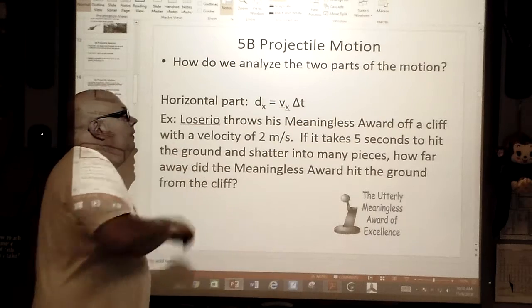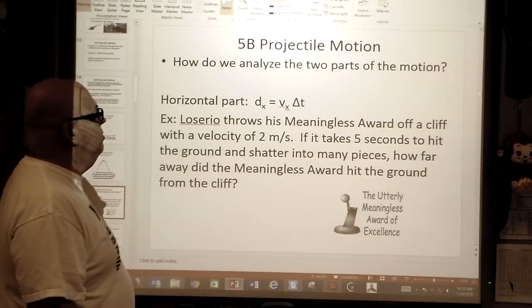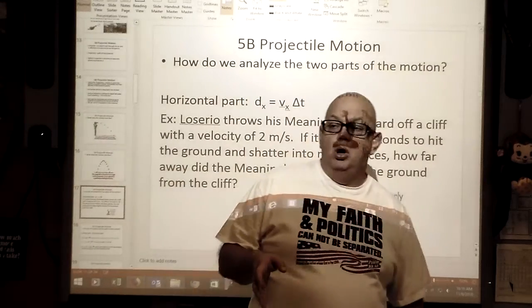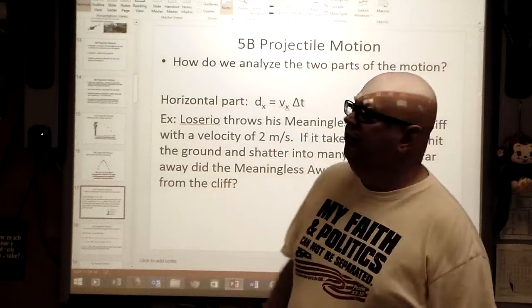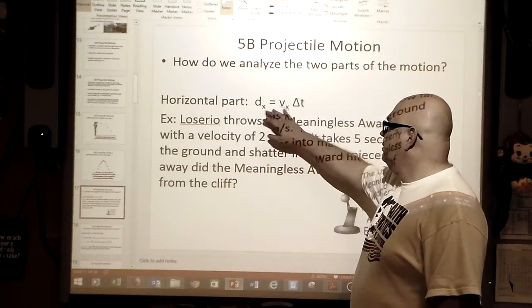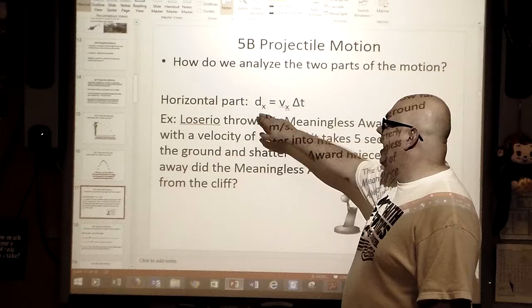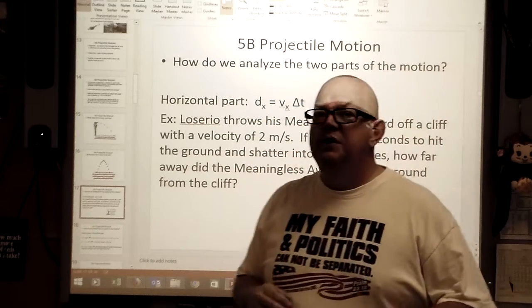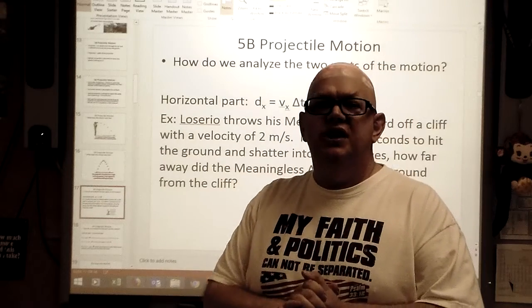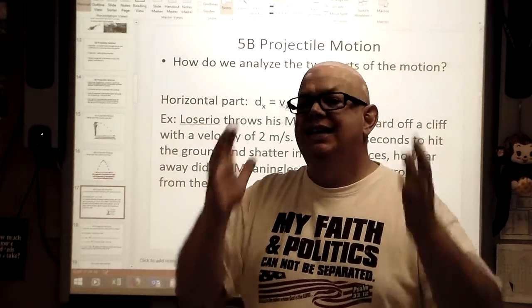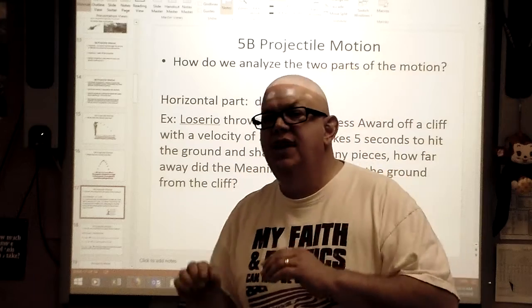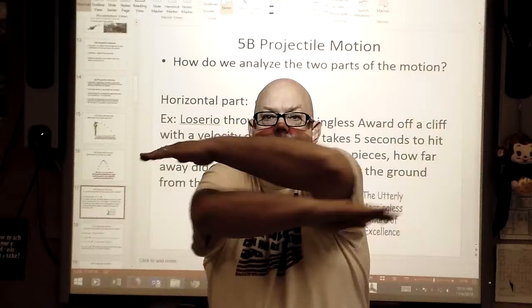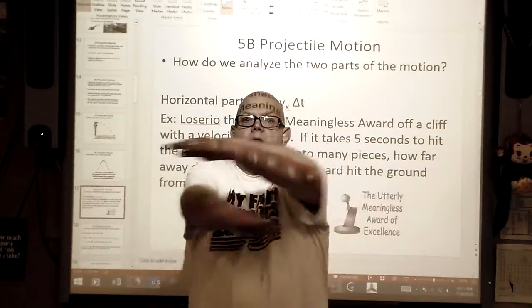So how can we analyze the two parts of the motion? Well, there are formulas that are useful for the vertical part, and there's a formula that's useful for the horizontal. The horizontal part right here: d_x is equal to v_x times delta t. Now you'd say, but wait, isn't it just simply distance equals velocity times time? Yes. But we put the x there to tell us this is along the x-axis.